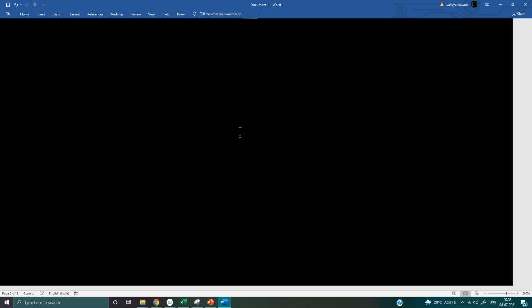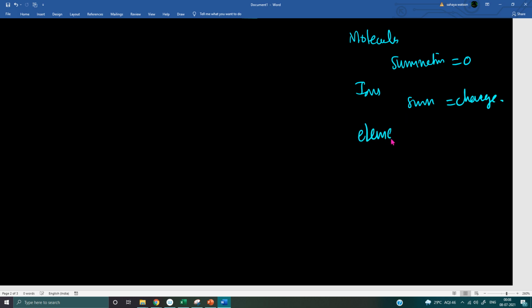The next category is how to find the oxidation number for elements. Till now we covered molecules and ions. In molecules, the summation must be equal to 0. In the case of ions, the summation must be equal to their charge. Now I am going to come to elements. For all elements, the oxidation number is found to be 0.